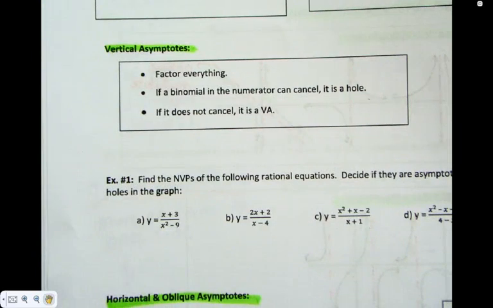So we're going to start with how to find vertical asymptotes, and you've done 90% of this last year. It's the same thing as finding restrictions or finding NPVs. Step number one is you factor anything. Factor the top, factor the bottom, anything that can be factored, you factor.